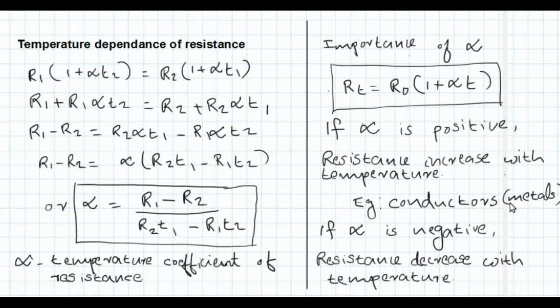And if alpha is negative, what does that mean? The equation is RT is equal to R0 into (1 minus alpha T). Since it is 1 minus alpha T, with the increase in temperature T, this value will be decreasing. R0 into (1 minus alpha T) means when the value of T increases, the resistance RT will decrease. So resistance decreases with the increase in temperature.